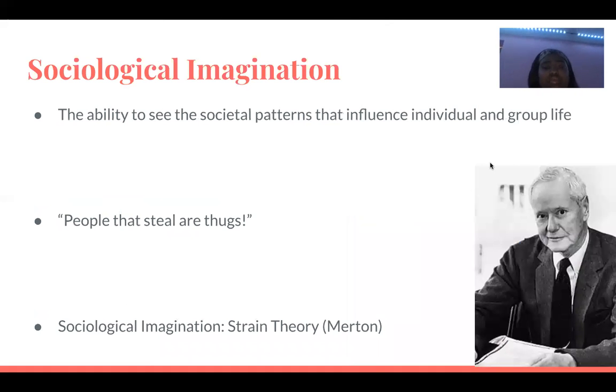constructs. So the sociological imagination is the ability to see societal patterns that influence individual and group life. So using my sociological imagination, I decided to go into depth about the strain theory, which was coined by Merton. People would say that people who steal are thugs, but the strain theory goes to the idea that you don't know the background that led these boys or young ladies or whoever to possibly stealing. You're not looking at the systemic issues or the strain that they were feeling that led them to commit that deviant act.